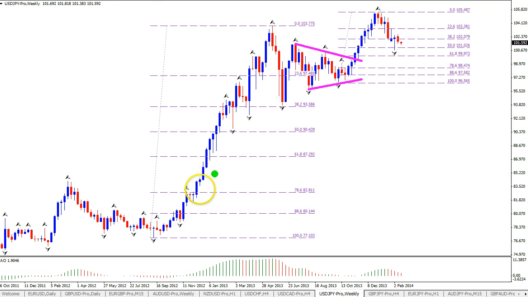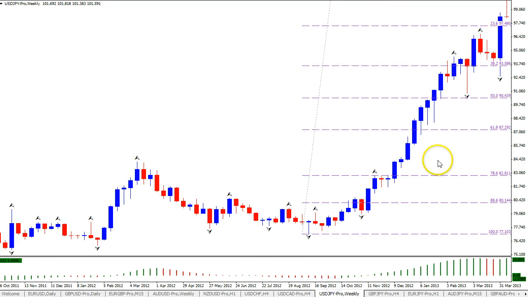This is the dollar yen. Of course, here we had a tremendous impulse followed by the triangle and break of the triangle. This could have been the hook back that we were speaking about longer than now.